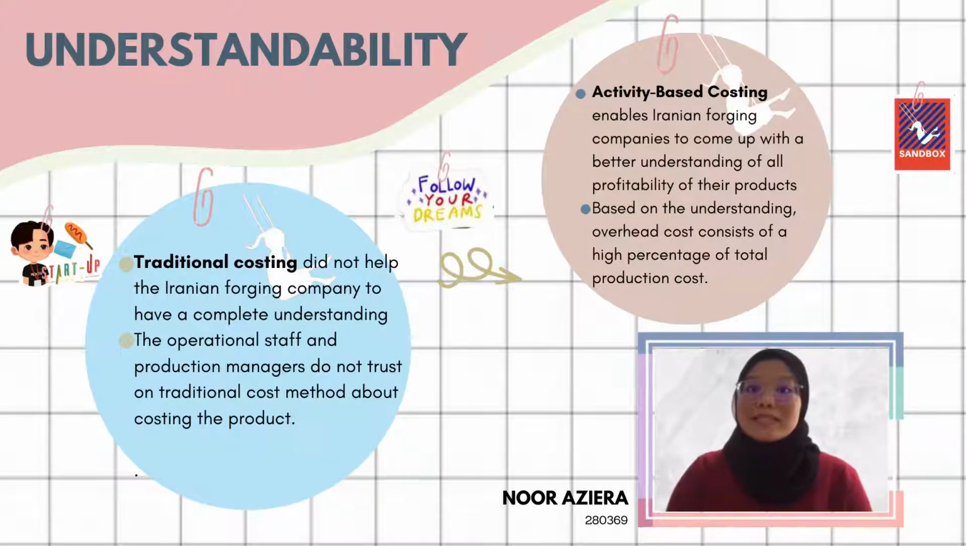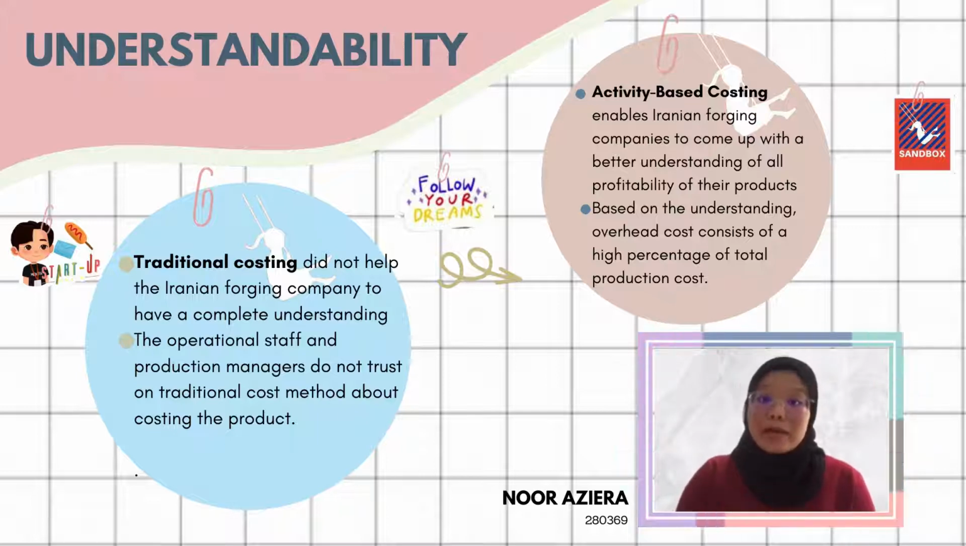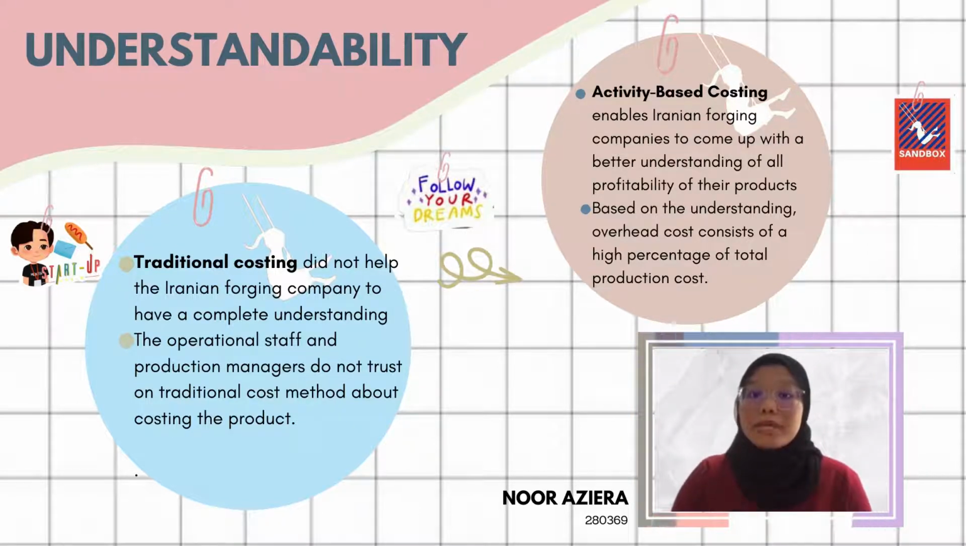The last one is understandability. Traditional costing did not help the Iranian forging company to have complete understanding due to lack of information. Besides, the operational staff and the production managers did not trust on traditional costing about costing the product. Meanwhile, activity-based costing enables Iranian forging companies to come up with better understanding of all profitability of their products due to complete information in this method. Based on the understanding, overhead costs consist of a high percentage of total production costs.